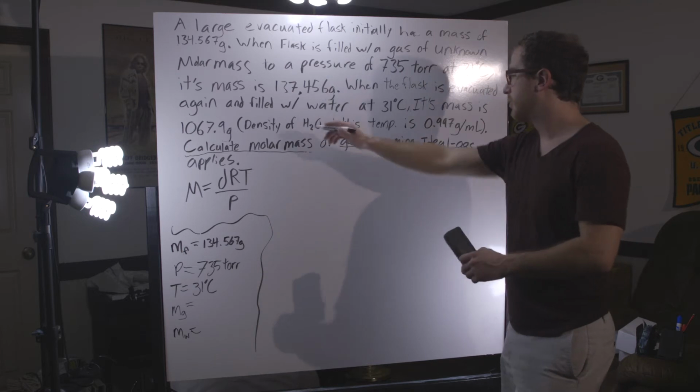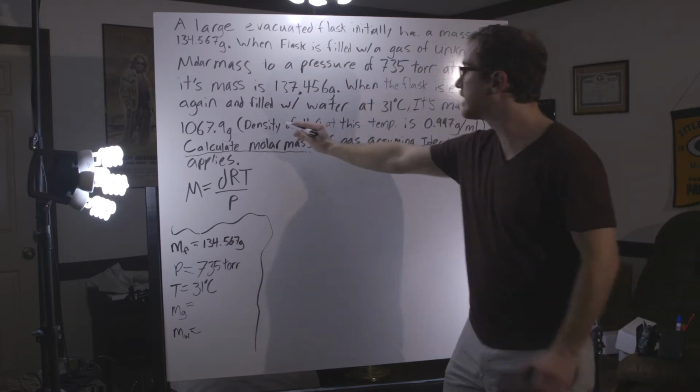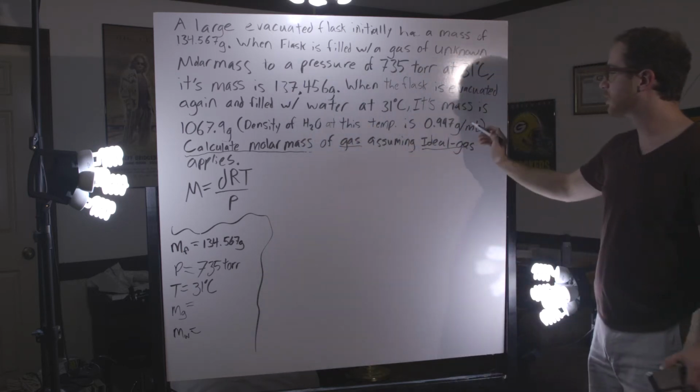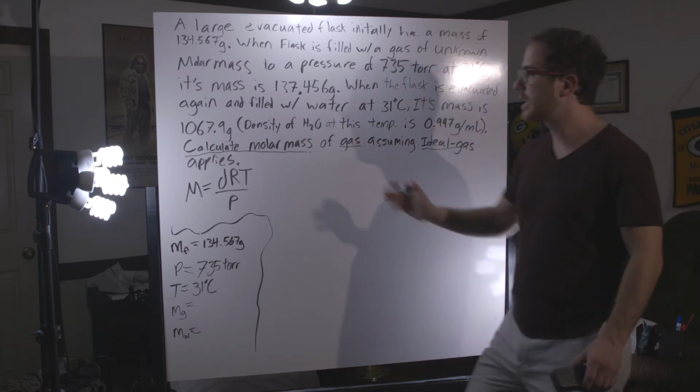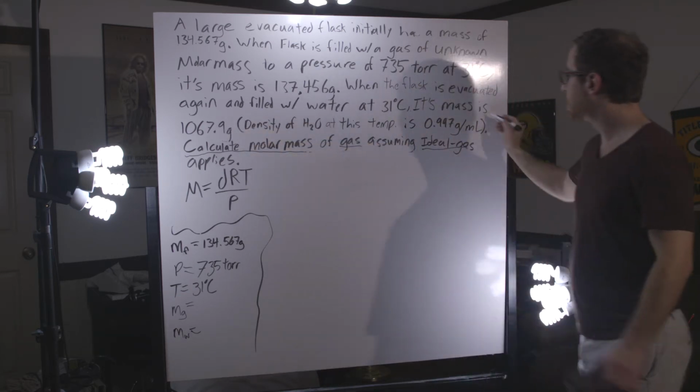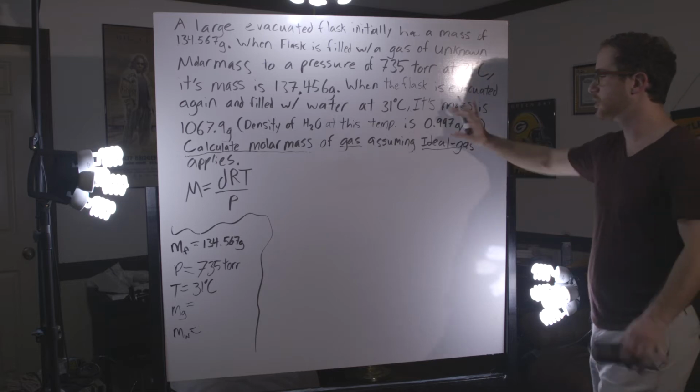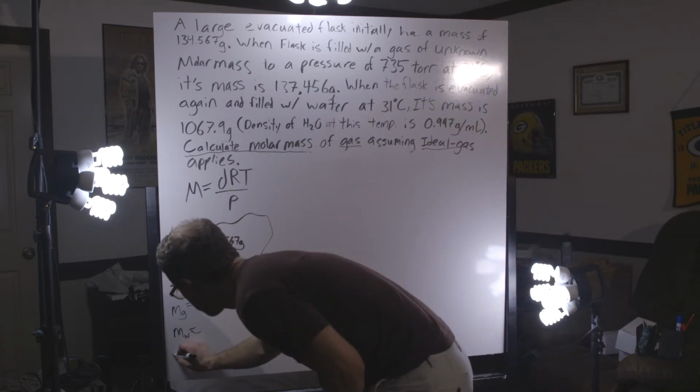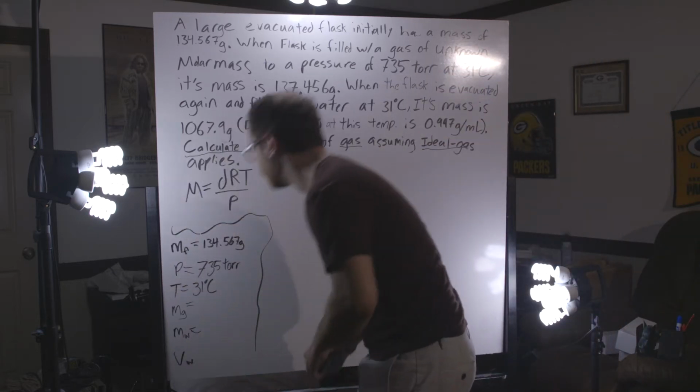And then we know the density, so using density here, we see density relates mass and volume. If we have the mass of the water, we can also find the volume of the water using the density. So I'll go ahead and also say volume of water.